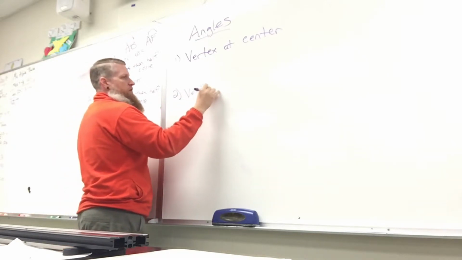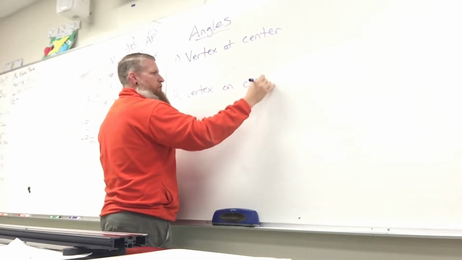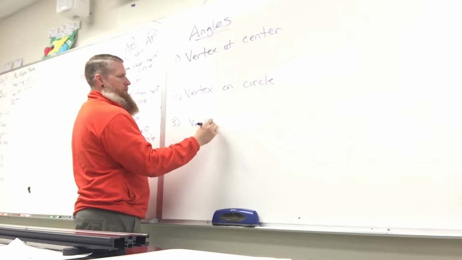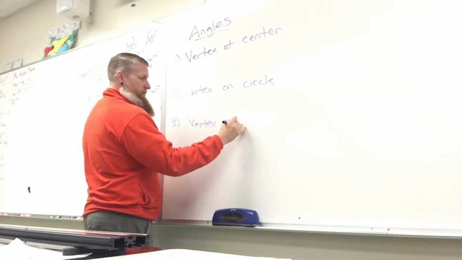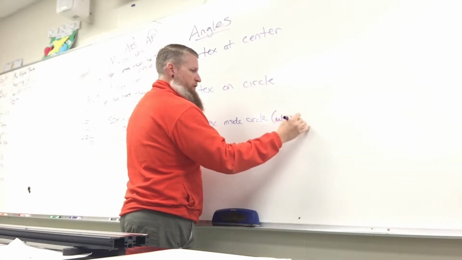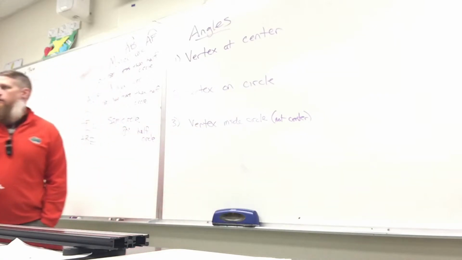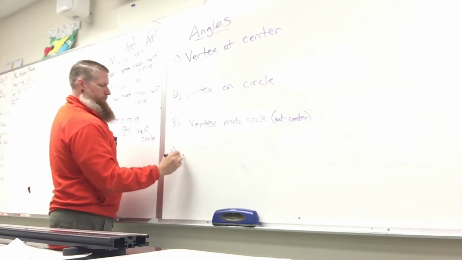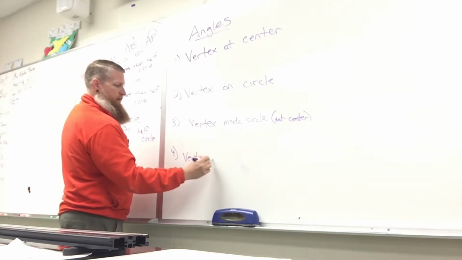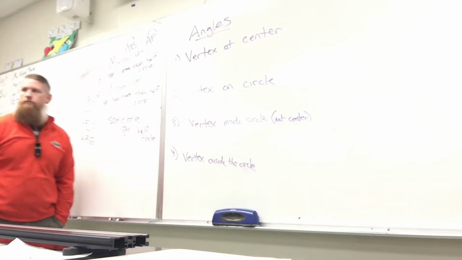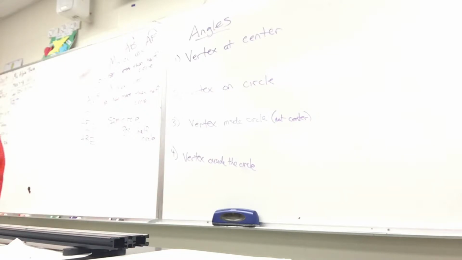You can have a vertex attached to the circle. You can have a vertex inside the circle, but not the center. Okay, because if it was inside the circle, not the center, it would revert back to the first one. And then you can also have a vertex outside the circle. Okay? Now, each one of those situations you would treat differently, but that's really the only things that could happen.